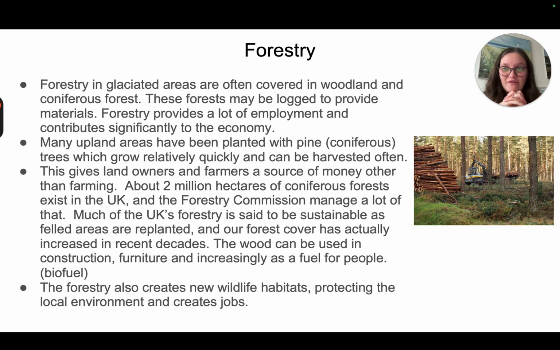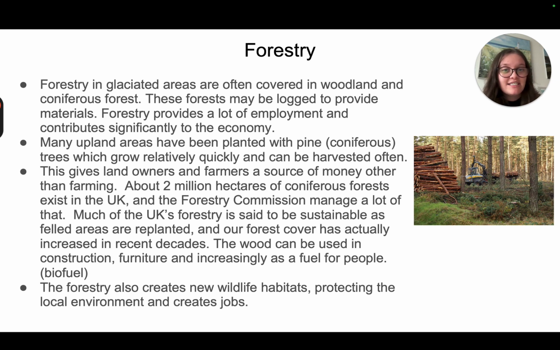Next, we have forestry. Glaciated areas are often covered in woodland and coniferous forests. These forests may be logged to provide materials, so chopped down to provide wood. Forestry also provides a lot of employment and contributes significantly to the economy in this area.